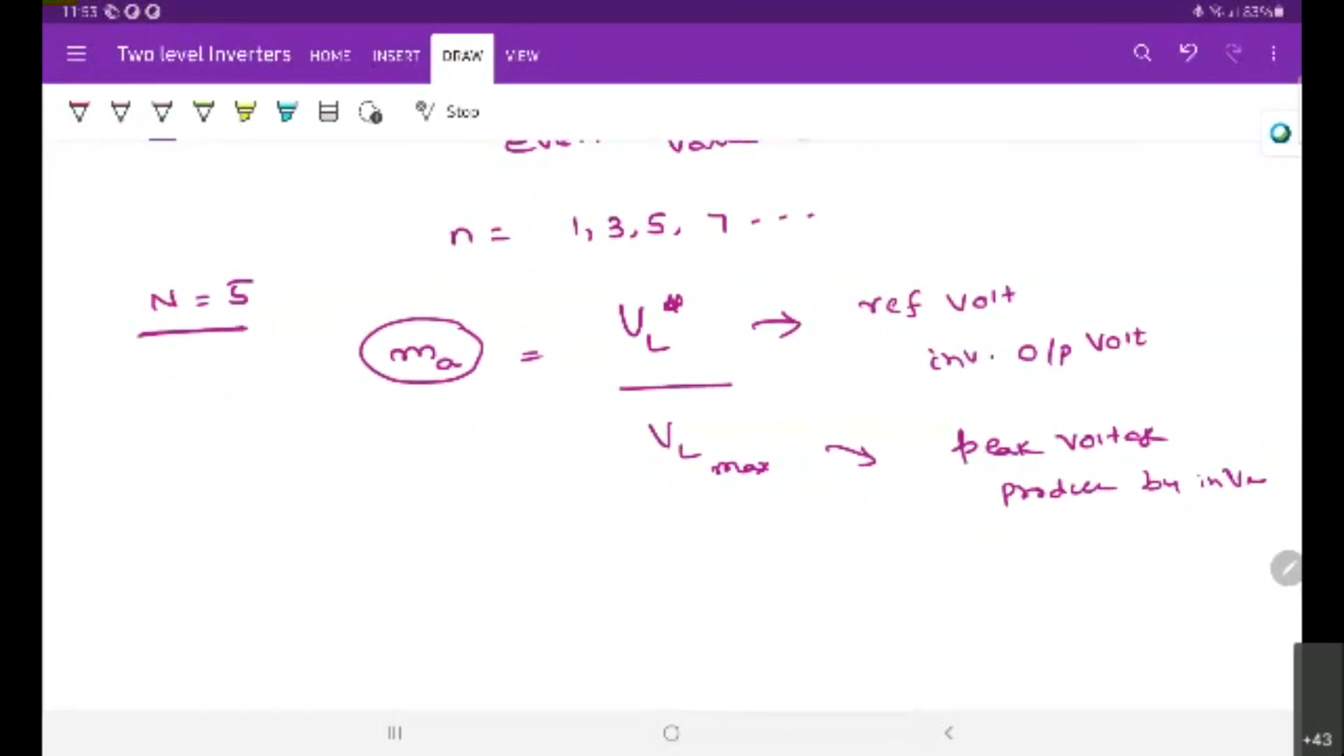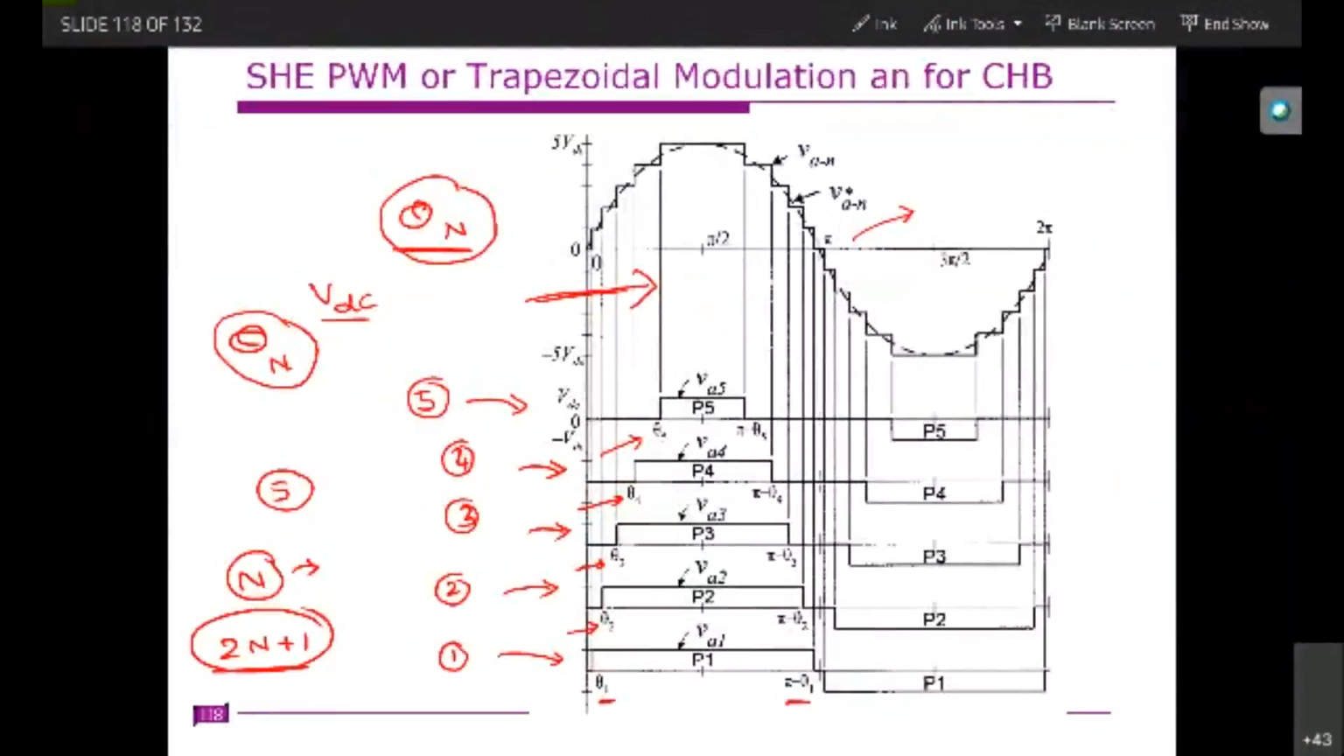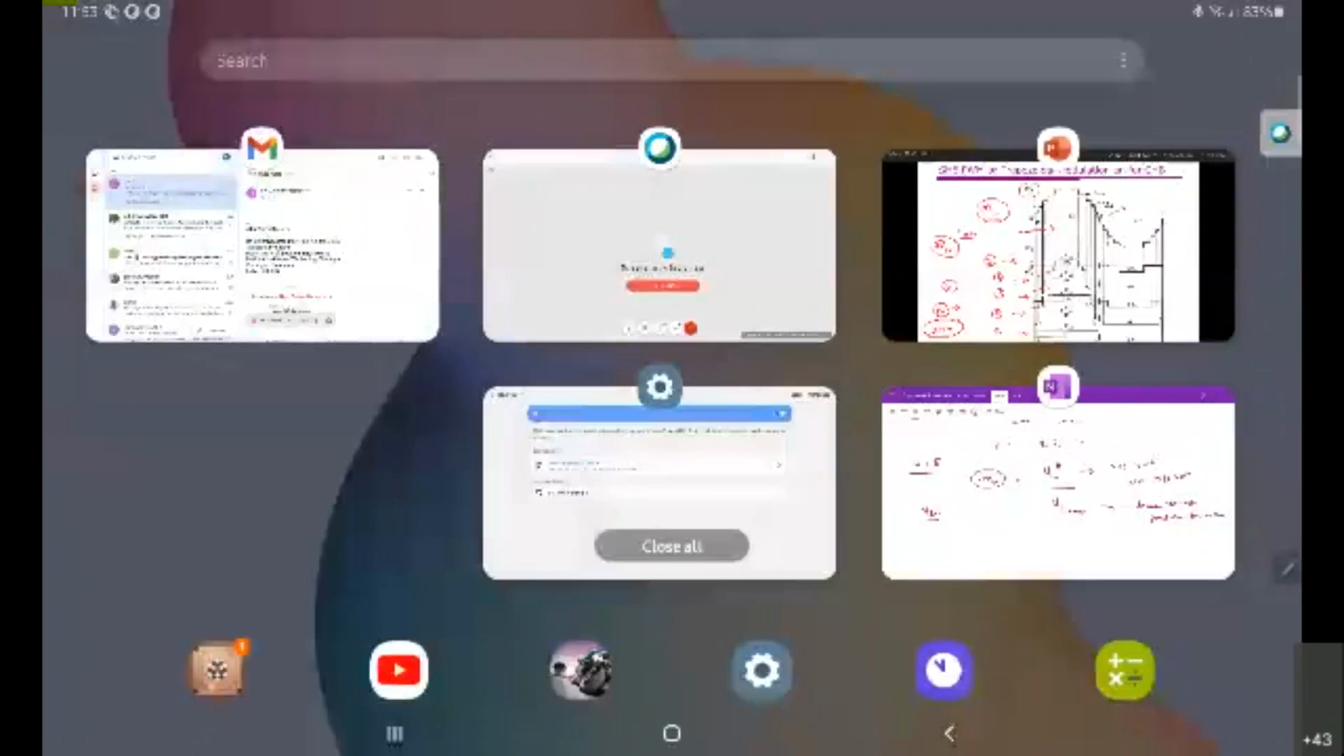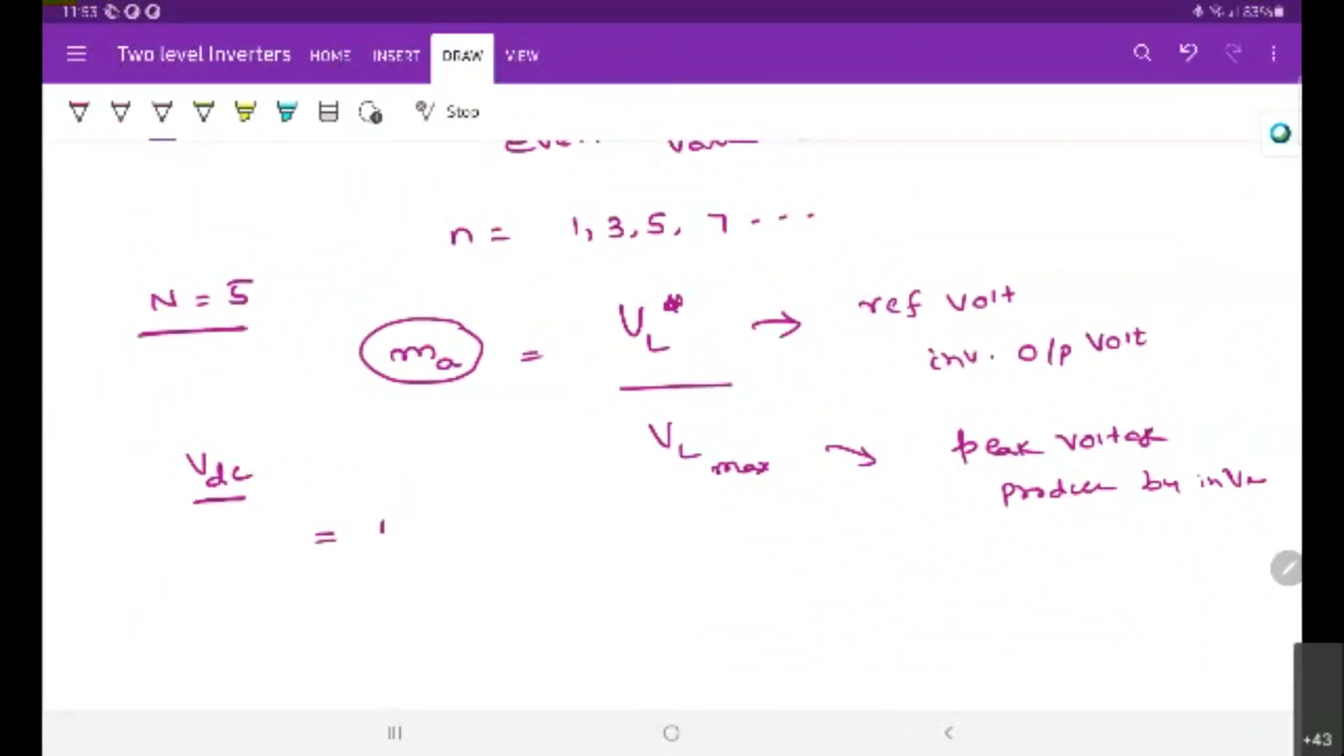So what is the peak voltage that is produced by this inverter? If you have n equal to 5 and each one is VDC, what is the peak voltage that the inverter can produce? In this case 5, so this is 5 VDC, the peak voltage. So in this particular case, it is n VDC. This is the peak voltage produced by the inverter.